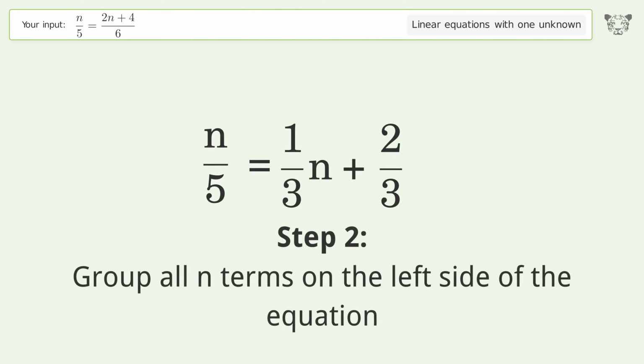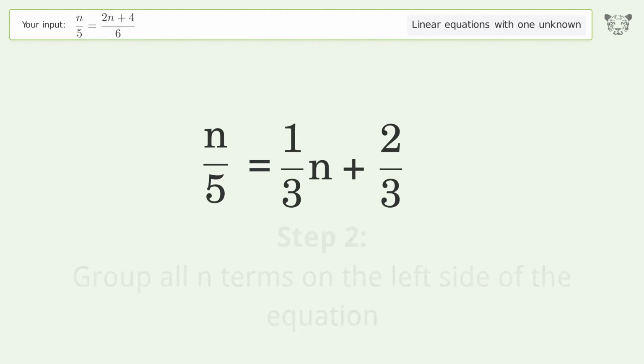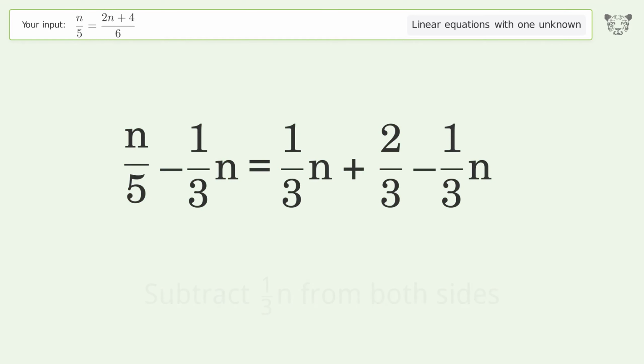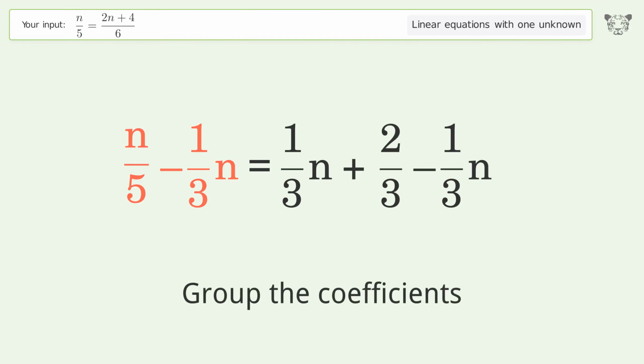Group all n terms on the left side of the equation. Subtract 1/3n from both sides. Group the coefficients.